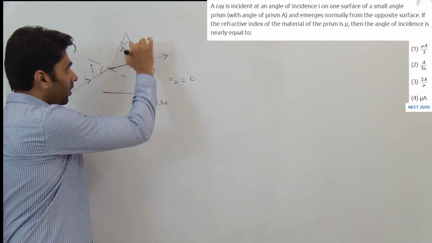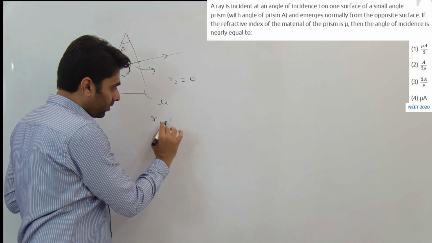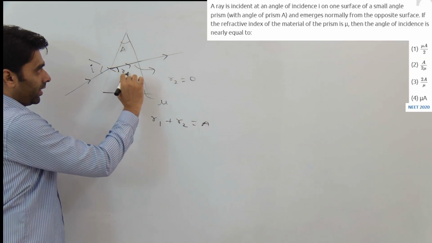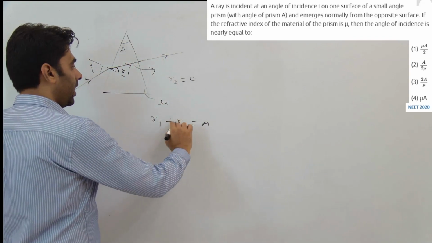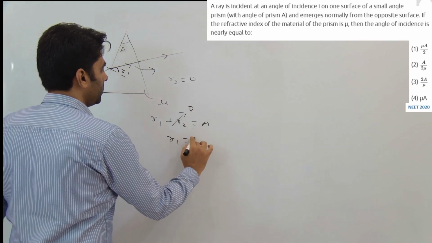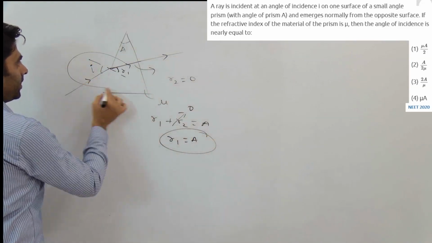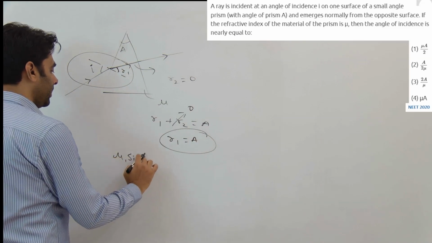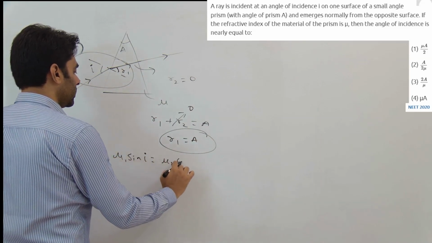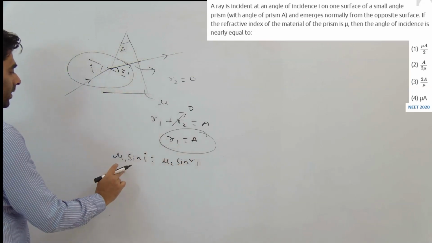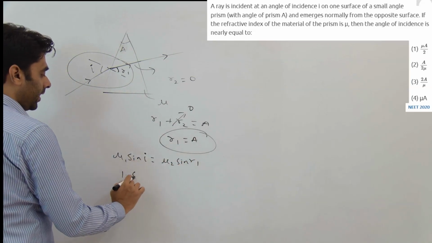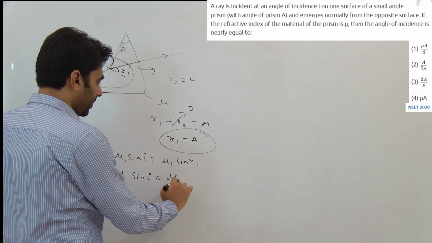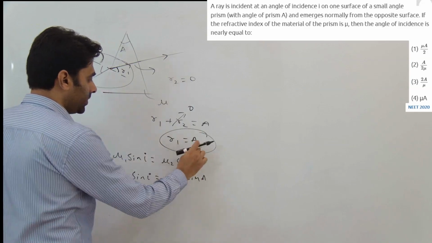If R2 is 0 for the prism, what do we know? For a prism, the property R1 plus R2 is equals to A. What is R1? Basically, this is your R1, right? R1 plus R2 is equals to A. R2 is 0, that implies R1 is equals to A. Now, let us apply Snell's law at the first surface. What can we write? Mu1 sine i is equals to mu2 sine R1. Mu1 is air, so this is 1. Sine i is equals to mu2, the refractive index of the prism, which we can write as mu into sine of R1, which is A.